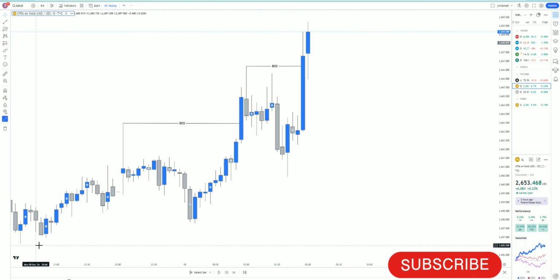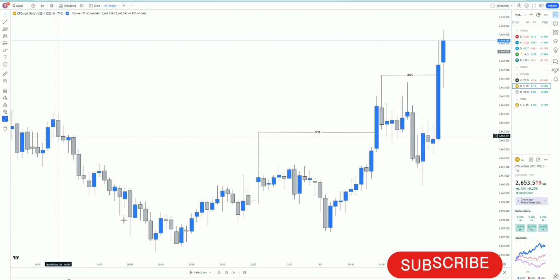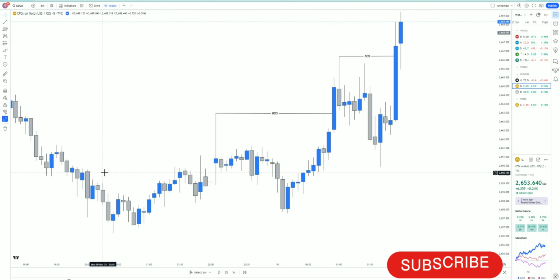After doing this and dropping from a higher high, the market failed to break the last low. Now the market failed to do what? To break the last low. And this is my change of character here. So this is my change of character. And then the market retested.